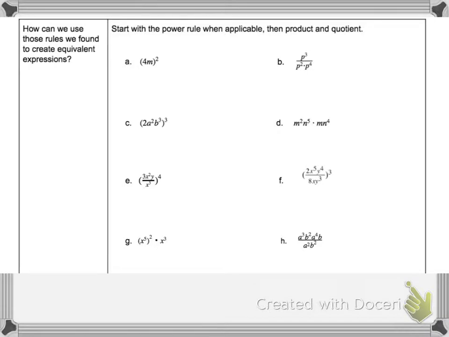You want to start with the power rule first if you have it. Just like in order of operations, you start with parentheses. Here you want to do the power rule first. So if you have parentheses, you want to distribute that exponent on the outside to every single thing inside before you try to do product and then quotient. Okay, so try to look in the front and do your rules in that order.